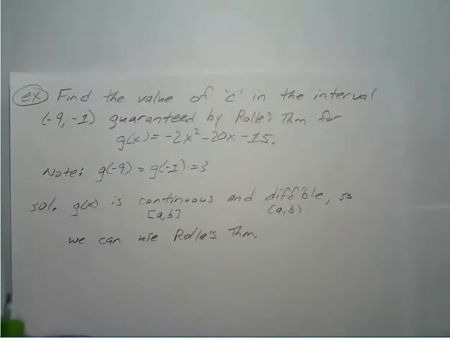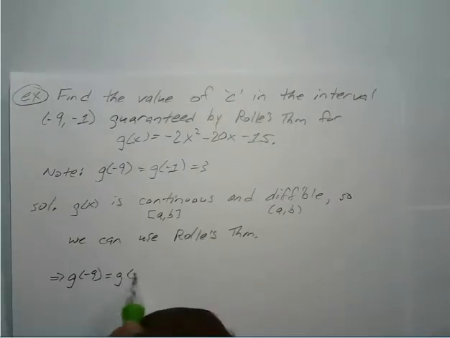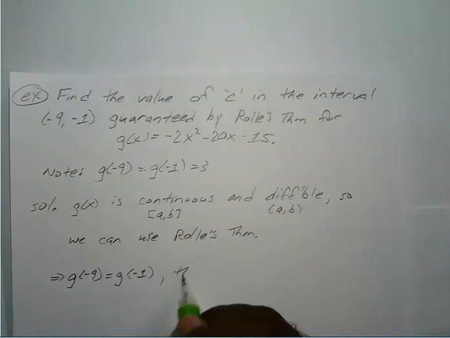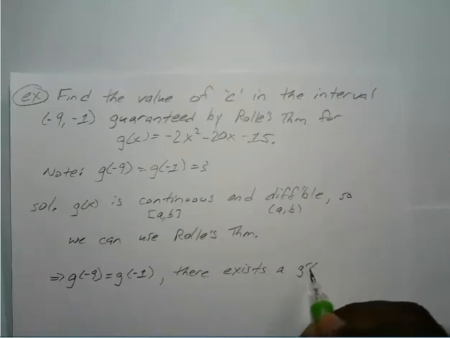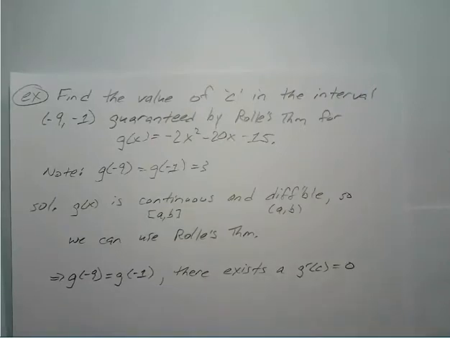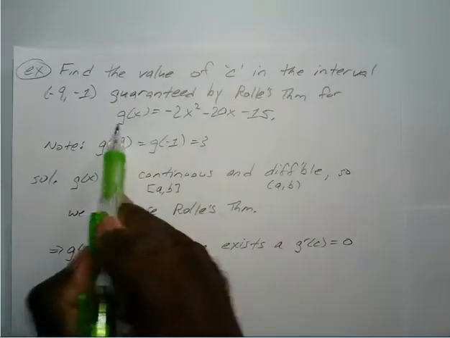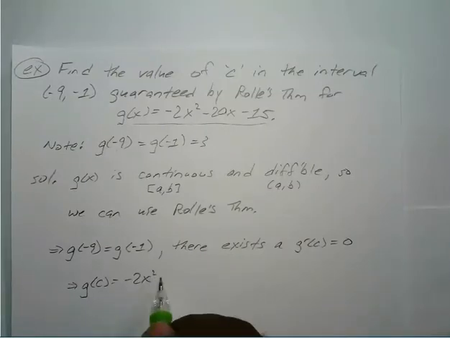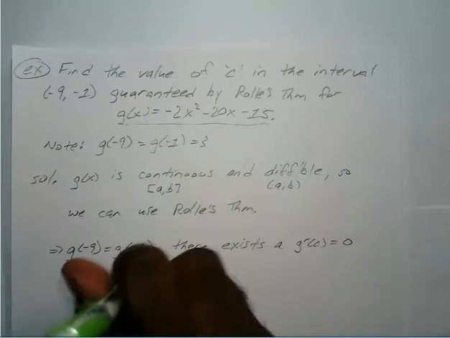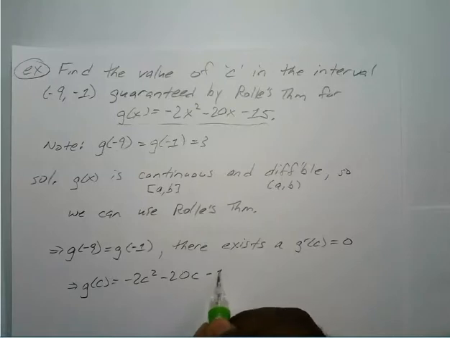Since we know that g of negative 9 is equal to g of negative 1, there exists a c where g prime of c equals 0. All we have to do is find it. We're just using our g of x up here, so g of c is equal to negative 2c squared minus 20c minus 15.